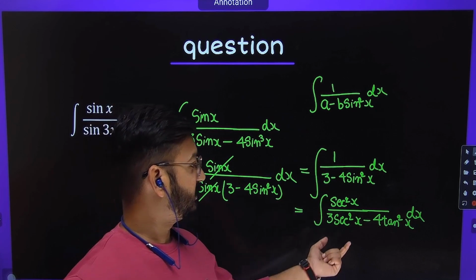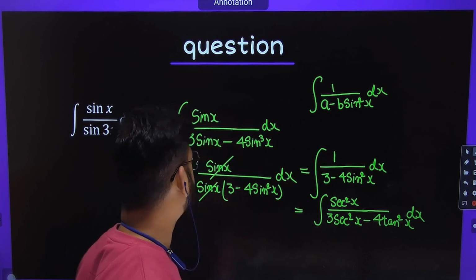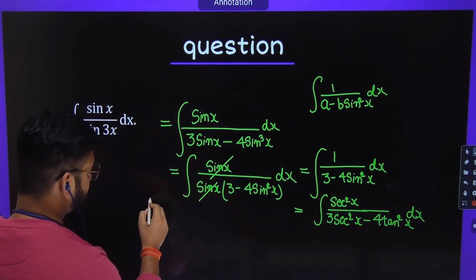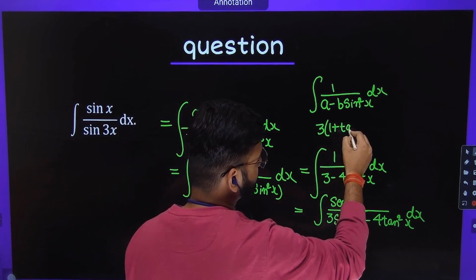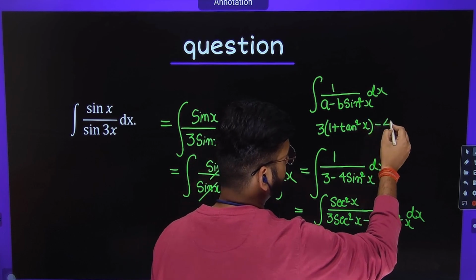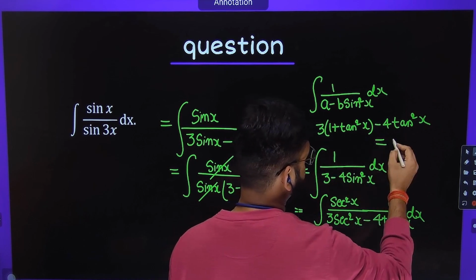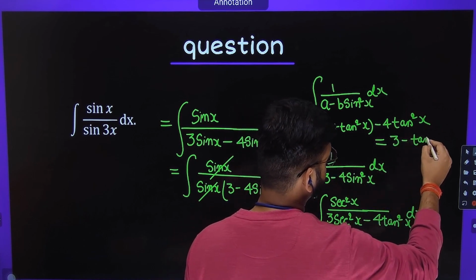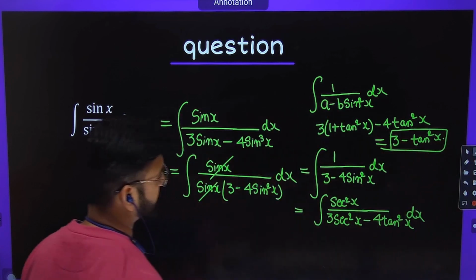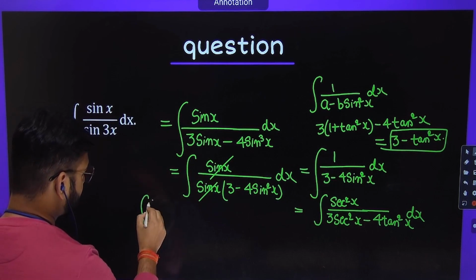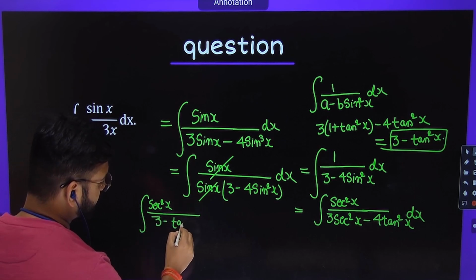The secant square x in the denominator, we will try to convert that into tan. So secant square x is 1 plus tan square x, substitute here. So when you substitute secant square x as 1 plus tan square x, the expression will be 3 times 1 plus tan square x. I'm just solving the denominator, minus 4 tan square x. So 3 minus 4 minus 1. So this is basically 3 minus tan square x, right? So this is your denominator. So our final integral is secant square x divided by 3 minus tan square x.